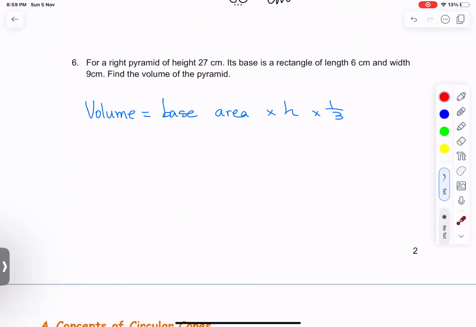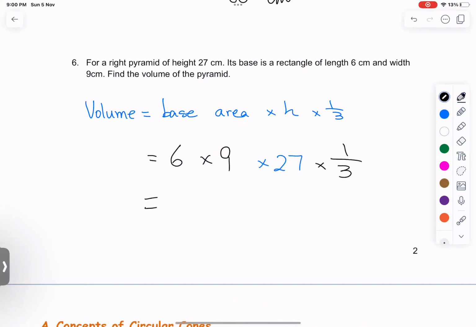Next, volume will be base area times height times 1/3. What's our base shape here? Our base shape here is a rectangle. Rectangle area is length times width. What's our height? Height is 27. And don't forget to times with 1/3. 27 divided by 3, what do you get there? You get 9. So 6 times 9 times 9, we get 486 cm cube.